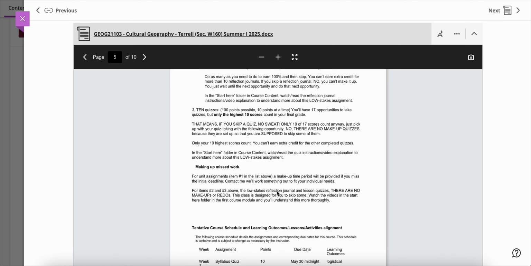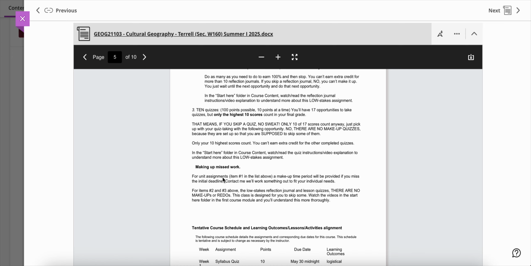But the small stakes, the low stakes assignments, meaning, I have it written here, low stakes reflection journals and quizzes, meaning they're only 10 points at a time. There are no makeups, there are no redos for any of those assignments. If you skip it, or if you don't follow the instructions, so you don't earn credit because you've not used that checklist that you're supposed to use to make sure you get credit, you cannot make it up. You are supposed to skip some of the opportunities during the semester, and so that's why you don't make up those low stakes things.